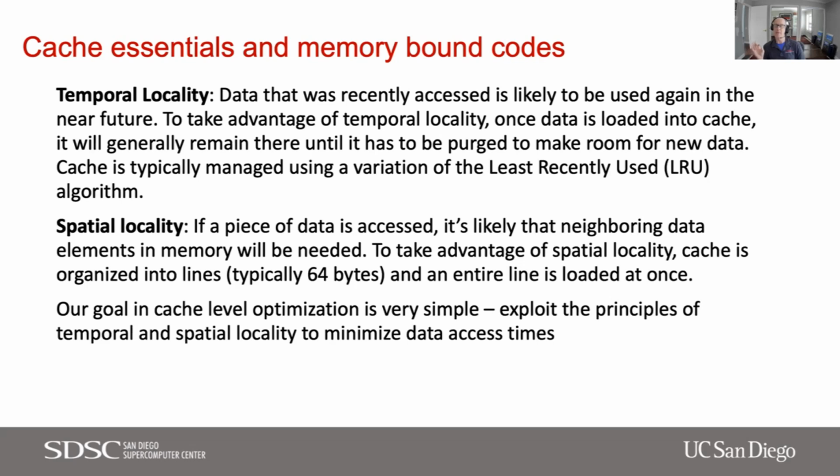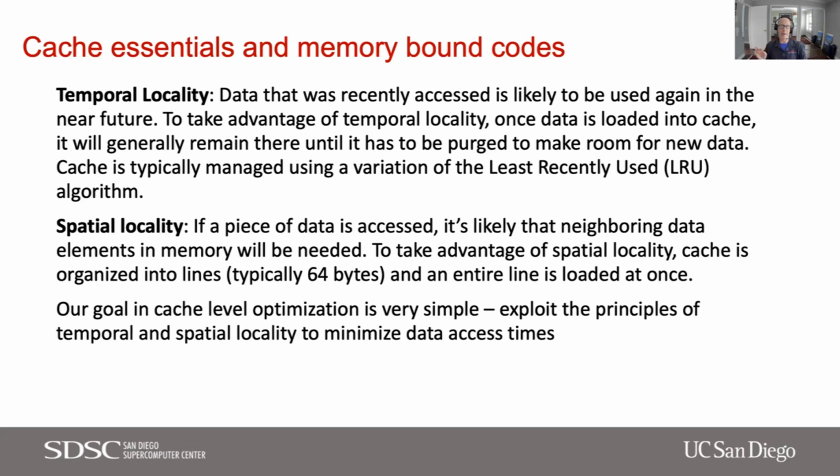So to take advantage of spatial locality, cache is organized into lines. I say here, typically 64 bytes. In fact, every processor I've ever seen has cache lines of 64 bytes, although I'm sure that there are special purpose processors, maybe processors used in embedded computing that are a little bit different. But for HPC systems, you are going to see 64-byte cache lines. And we don't load just that piece of data we need. We load the entire cache line.